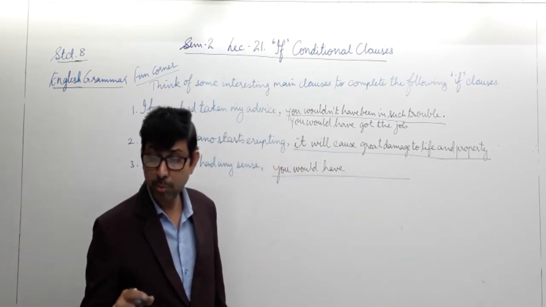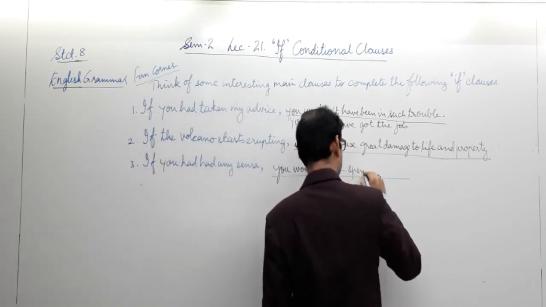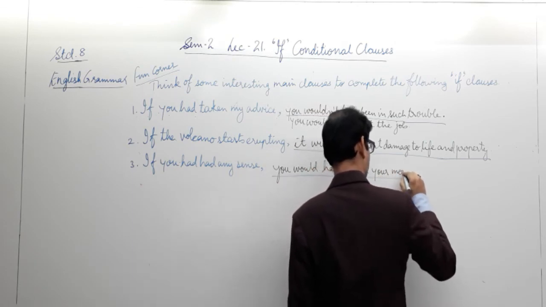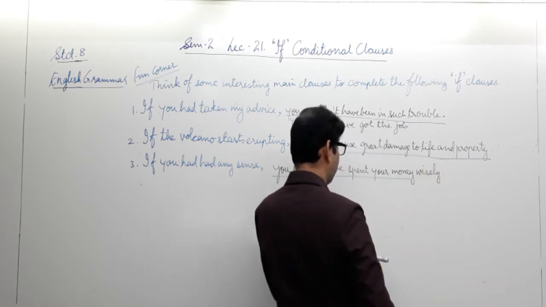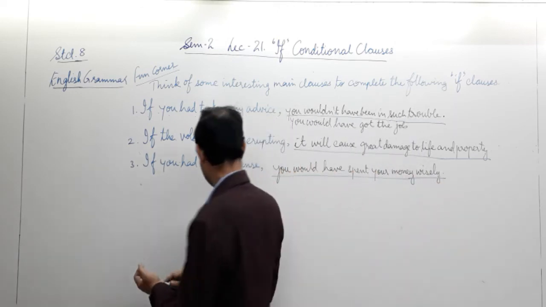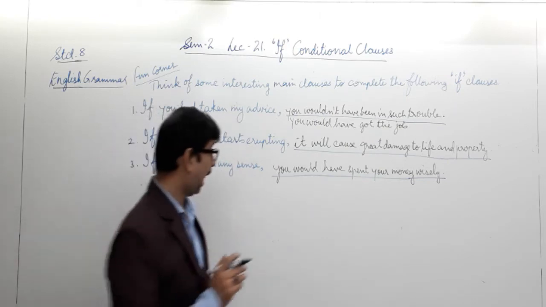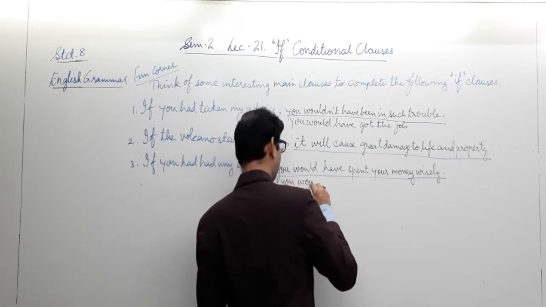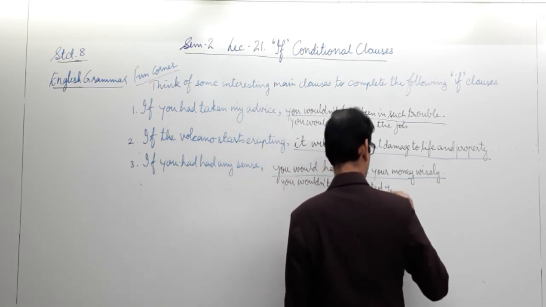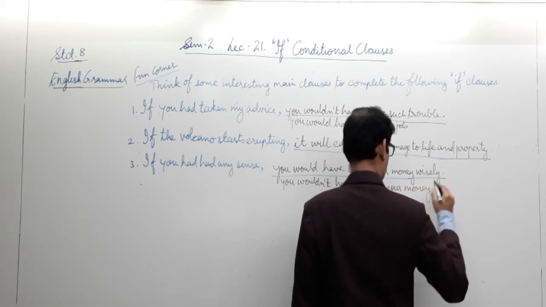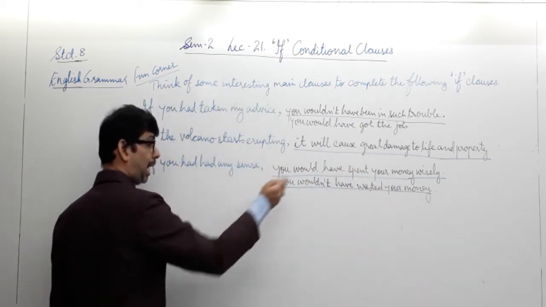So we have the choice to use the verb of our liking. So I am using the word spent. You would have spent your money wisely. So I have added a suitable main clause over here in the affirmative type. Alternatively, I will be writing a negative one. You wouldn't have wasted your money. So I added an affirmative main clause as well as a negative main clause.